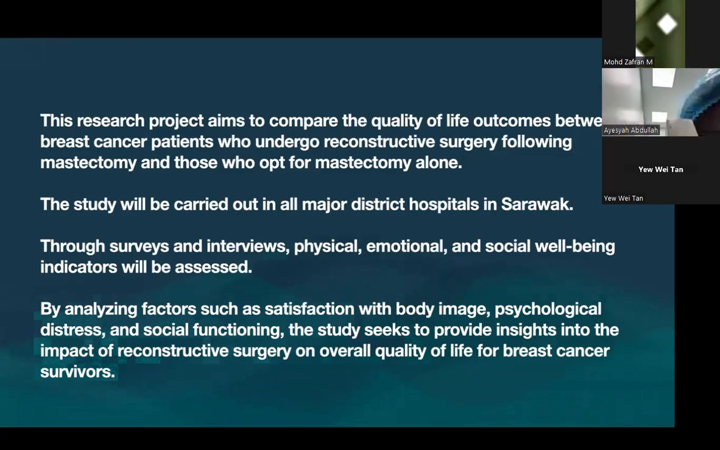Anyone? So the flaws would be district hospital in Sarawak. Why is that a flaw? Because it is high tech, isn't it? It's reconstructive surgery, so it should be in a secondary hospital or tertiary hospital usually rather than the district. Yeah. Okay. Good. All right. Good. So that's one. Anything else?